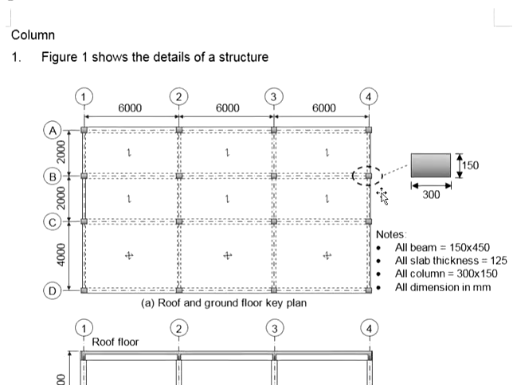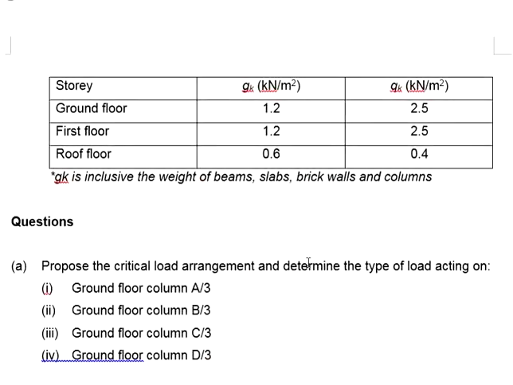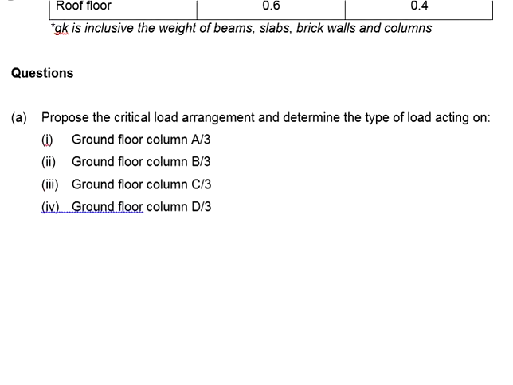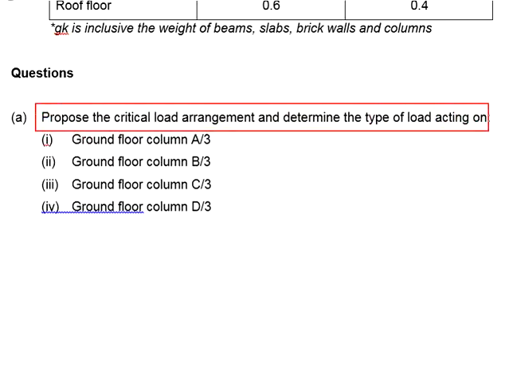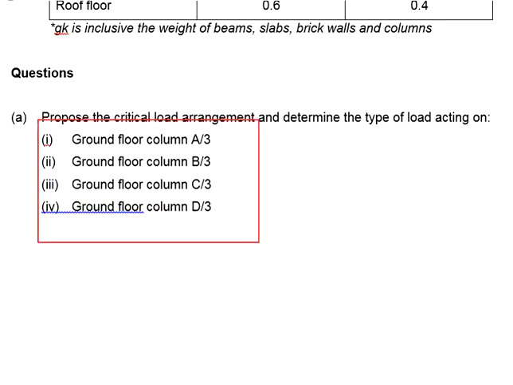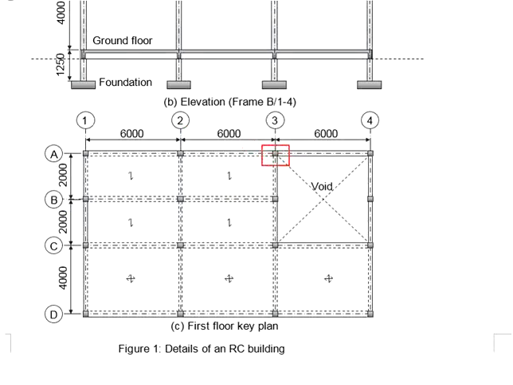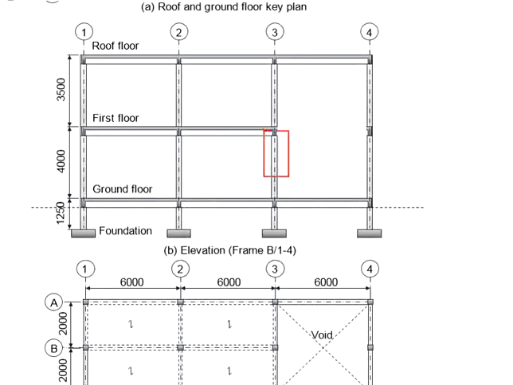Having the questions understood, now let us look into the sub-questions. The questions ask us to propose the critical load arrangement and determine the type of the loading acting onto a series of columns. We are looking at column A3, B3, C3, and D3. This is column A3, B3, C3, and D3. We are referring to the ground floor column, which is this.